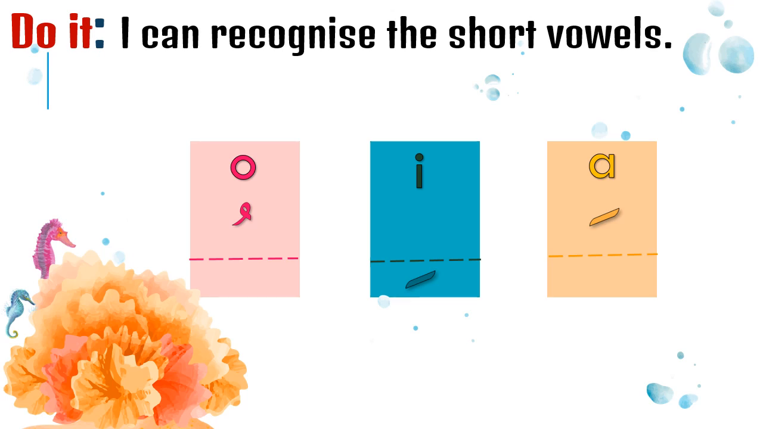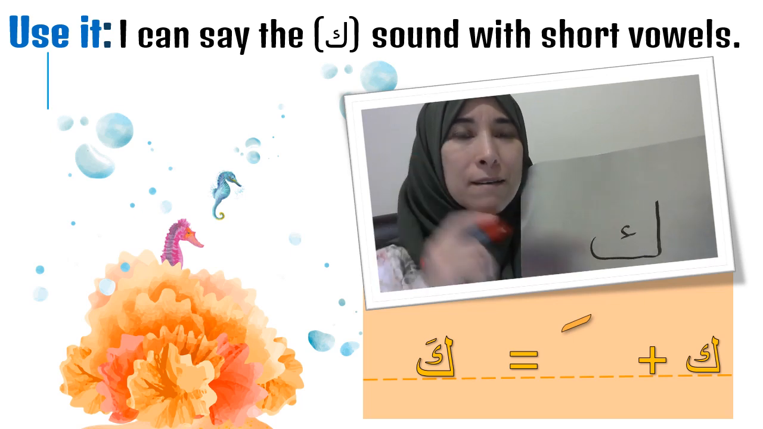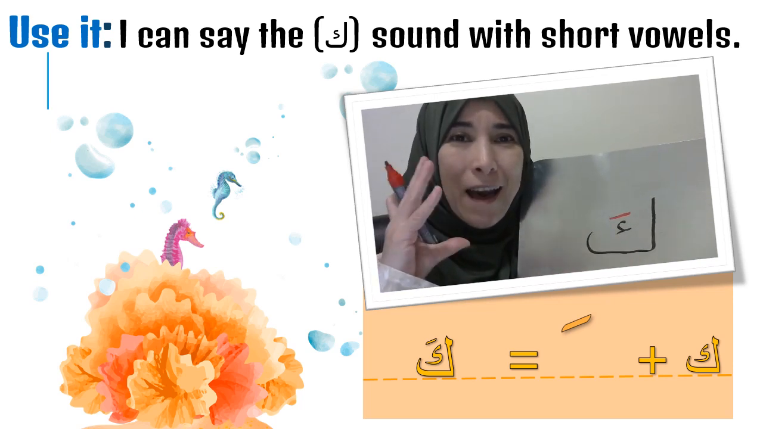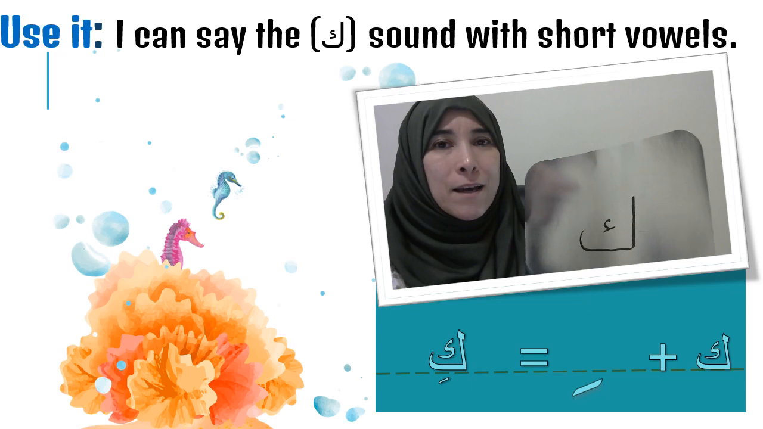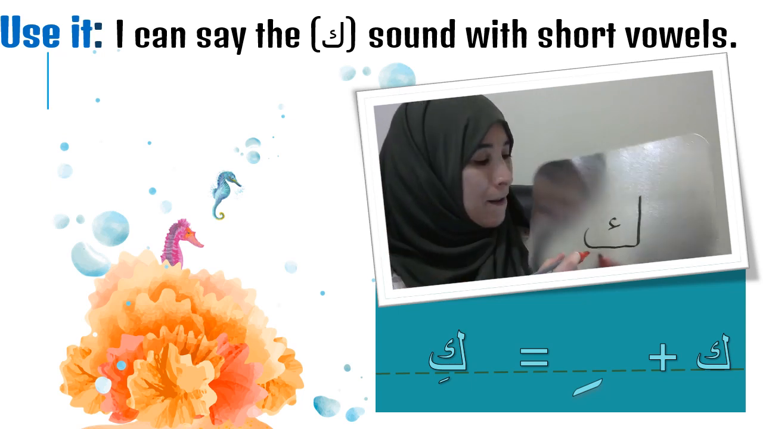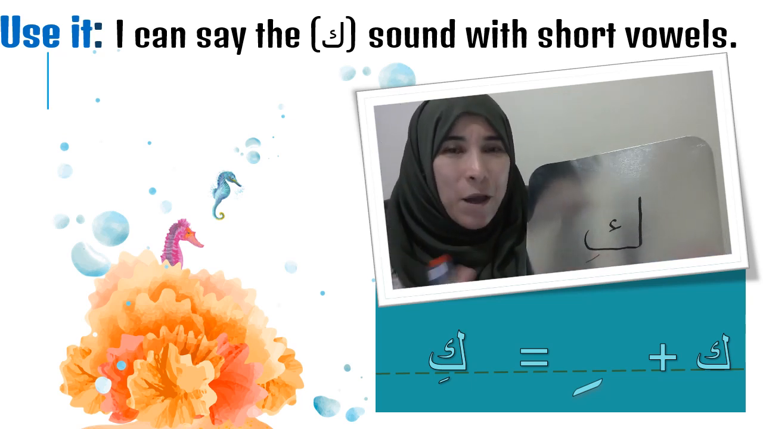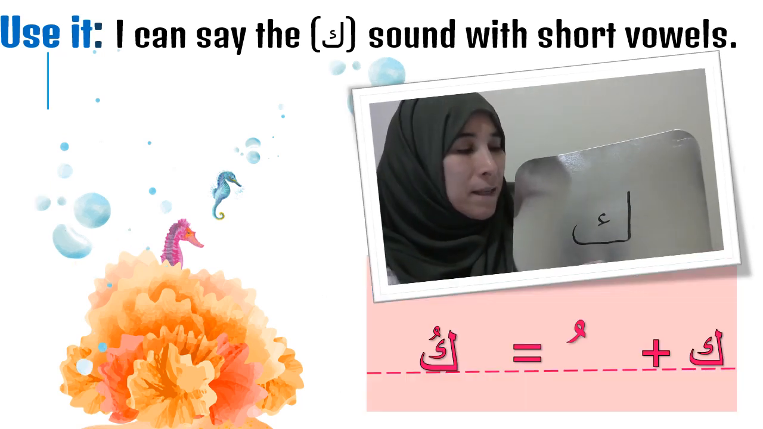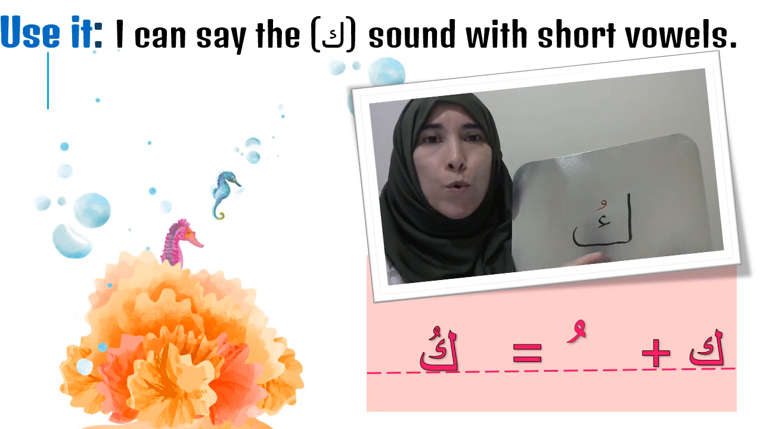Well done. Let's add our short vowels to the K sound. K with Fatha, Ka. Well done. Next, K with Kasra, Ki. Well done. And lastly, K with Dhamma, Ku.